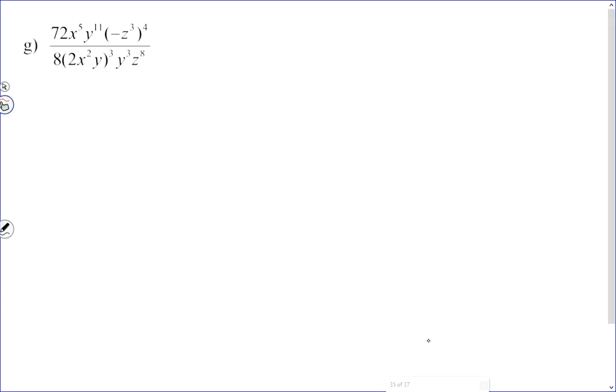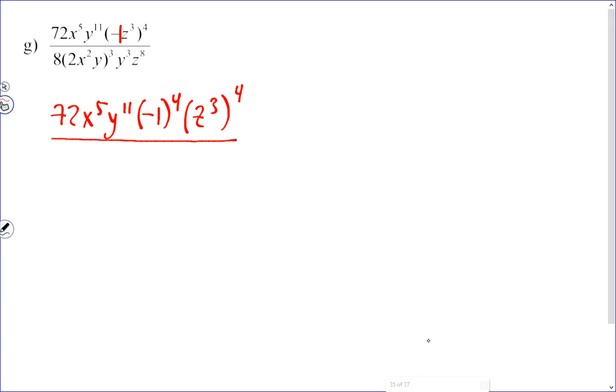One final one. 72 x to the 5, y to the 11. I need to take that negative 1 z cubed and raise it to the 4, which means negative 1 to the 4 and z cubed to the 4. You know, if I were in front of you in a class right now, I would say, how many of you would have just written z to the 12? And I suspect that many of you that are watching would have.